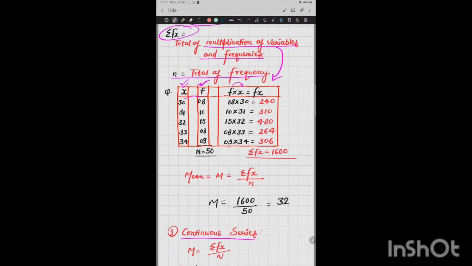So 30 into 8 is 240, 10 into 31 is 310, 15 into 32 is 480, 8 into 33 is 264, and 9 into 34 is 306. When you total this, you will have the sigma value of it. So if we total fx, our value will be 1600.